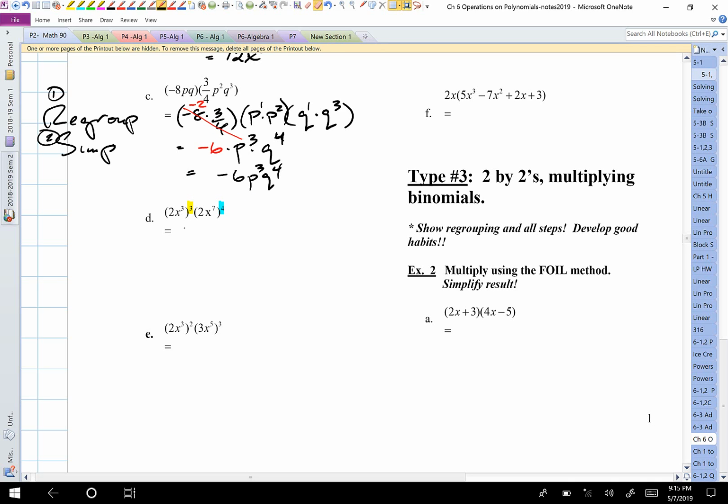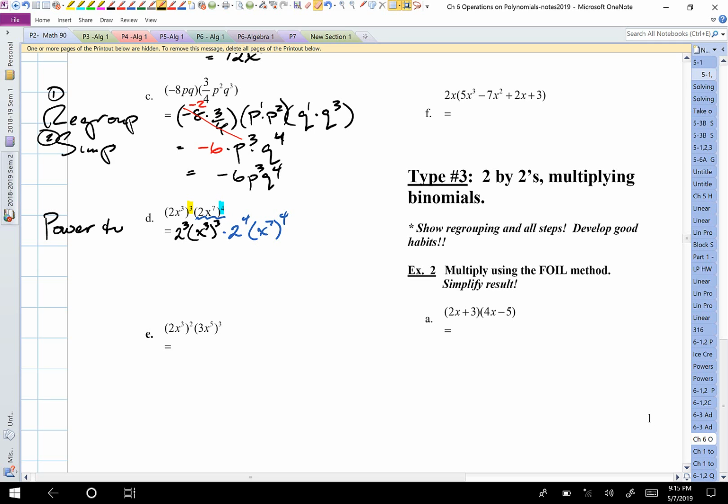So I got to take 2 to the third, and then I got to take x to the third to the third. My second group right here, I got to take 2 to the fourth, and then I got to take x to the seventh to the fourth. So notice how I raise each term inside the parentheses to the power. Okay, this is power to a power, you multiply exponents.